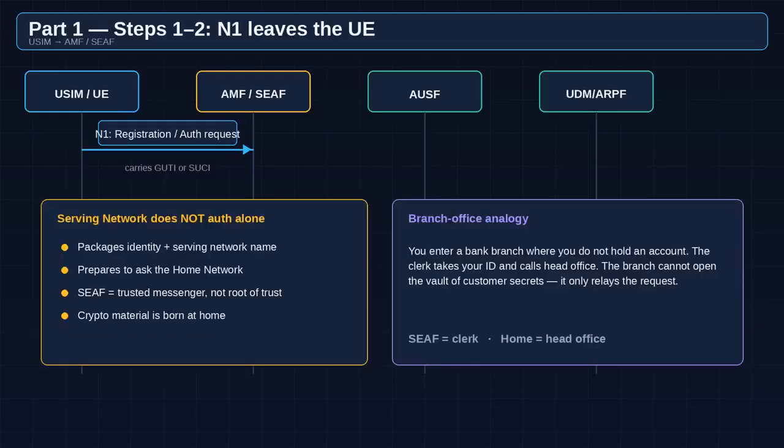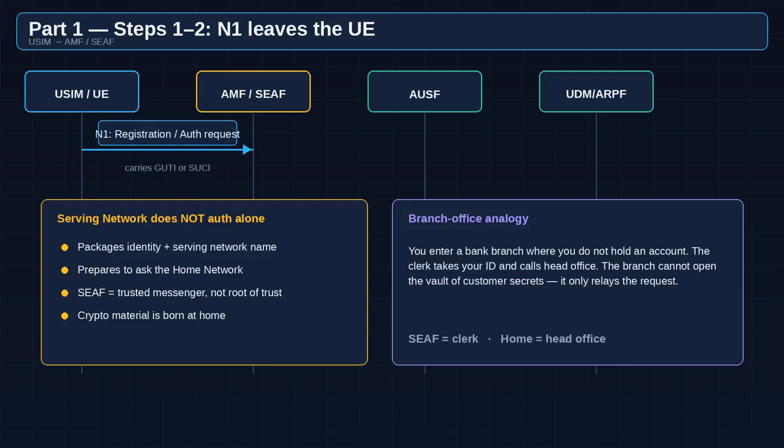Part 1 of the procedure starts on the device. The USIM, via the mobile equipment, sends an N1 message toward the serving network's AMF and SEAF. That N1 message carries either the GUTI or the SUCI, whichever identity the UE is allowed to use right now. Call this step 1 and 2 on the standard flow.